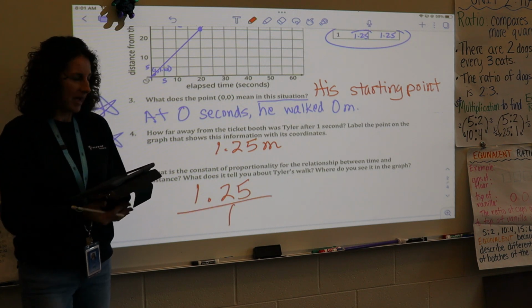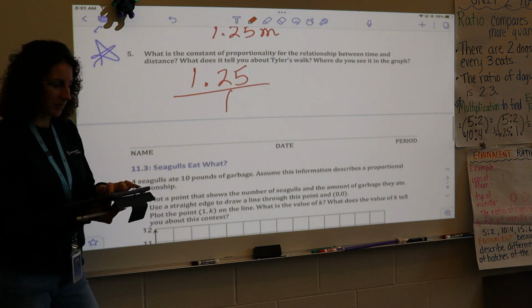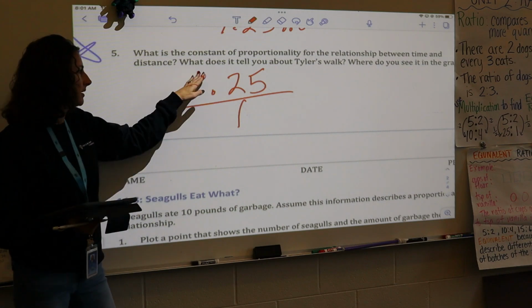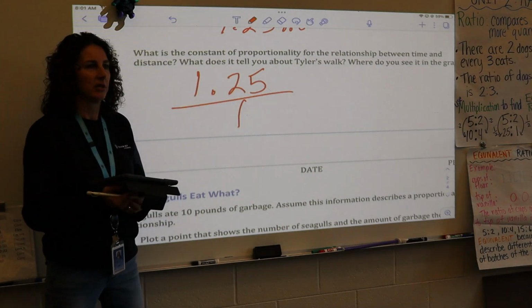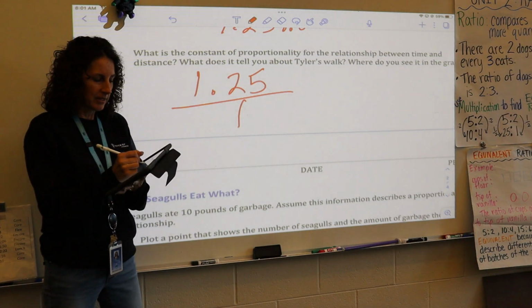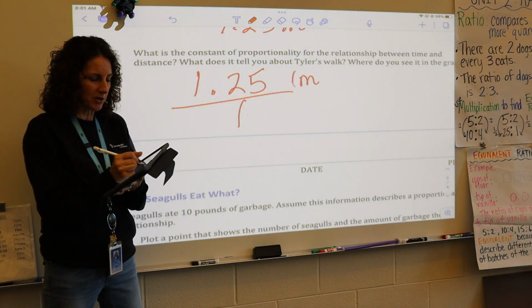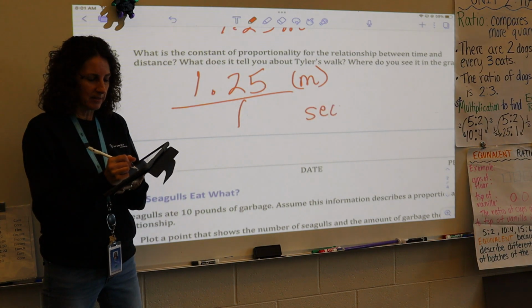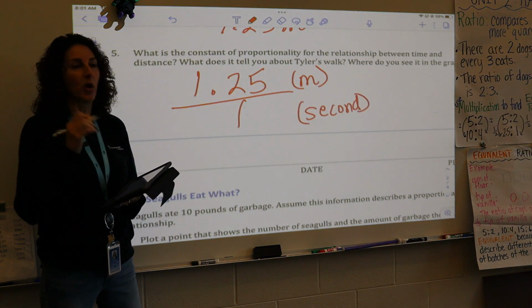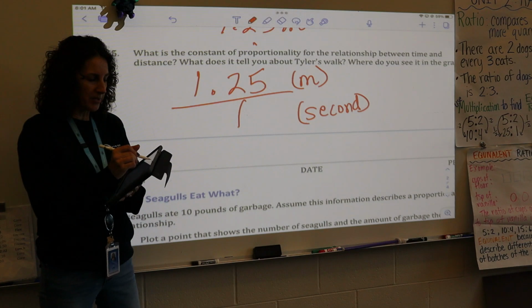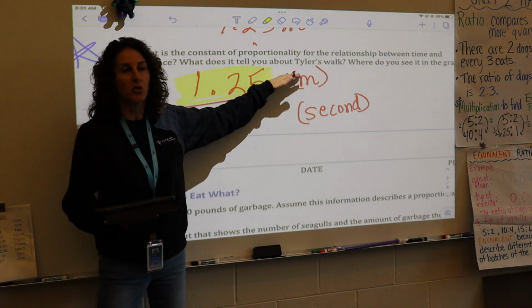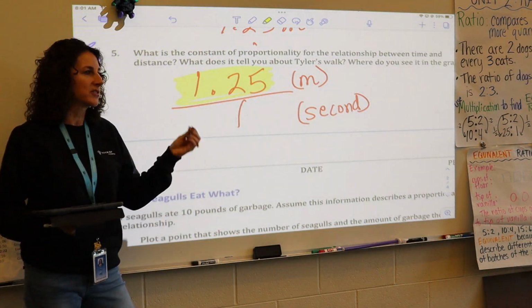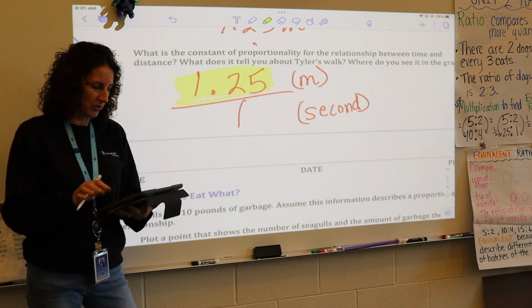And remember, I want to reiterate, because some people had a hard time with that on our last assessment, we're talking about a ratio. That y over x quotient is a ratio. We're comparing distance, so this would be meters, per 1 second. So yes, the COP is 1.25, but it represents a ratio. So I want you to always remember that. Even though we're communicating that it's 1.25, it does represent that unit rate. How much of something for 1 of something else.